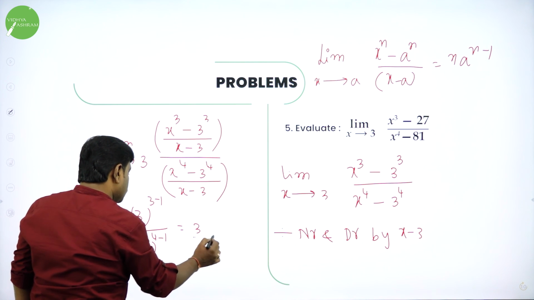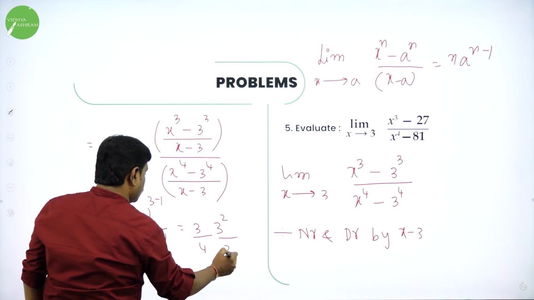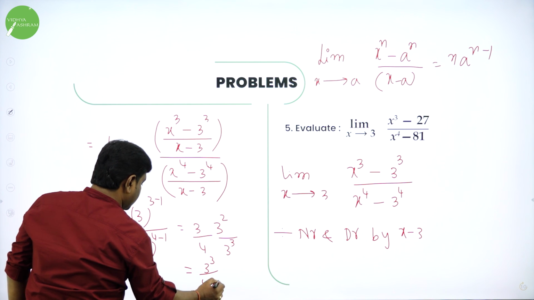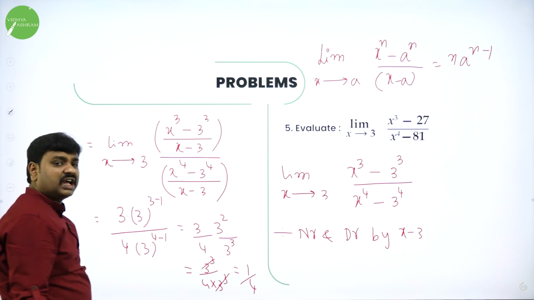Simplify this. Outside I will have 3 by 4. 3 into 3 square will become 3 cube. So now the numerator is 3 cube, divided by 4 into 3 cube. So 3 cube cancels, and you are left with 1 by 4. 1 by 4 is the answer.